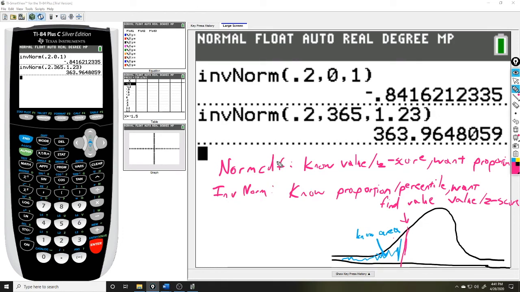If you're given the area or the proportion or the percentile, then you're going to use inverse norm to go backwards to the z-score and the value. If you already know the value or the z-score, and you want to know what's the probability that it's between these values, or that it's greater than 20, or what proportion of values are between these two, then that would be your normal CDF. Lower, upper, mean, standard deviation. Inverse norm, you put in your percentile, and then mean and standard deviation. And for z-score, mean is always 0, standard deviation is 1.